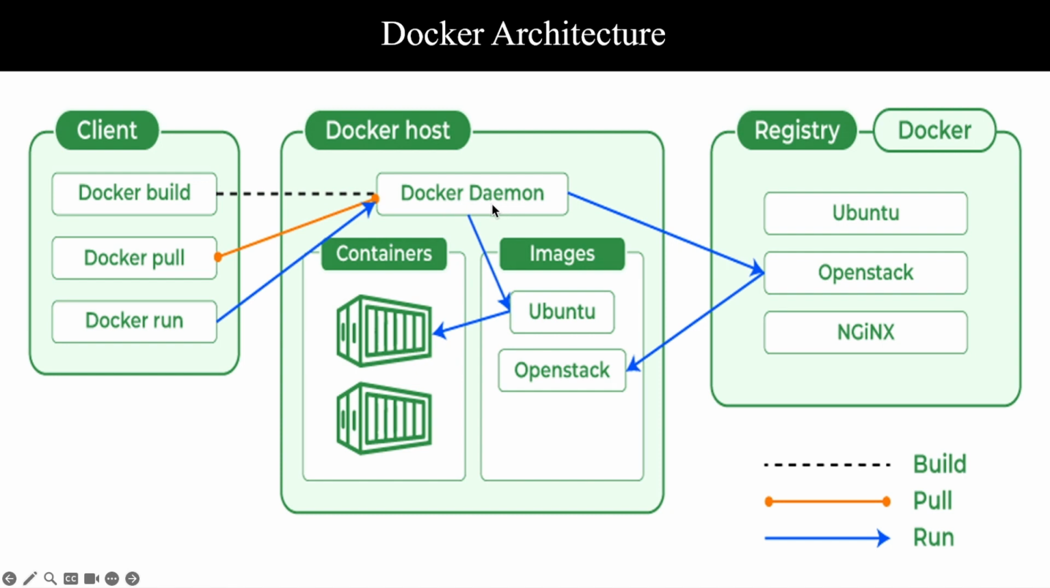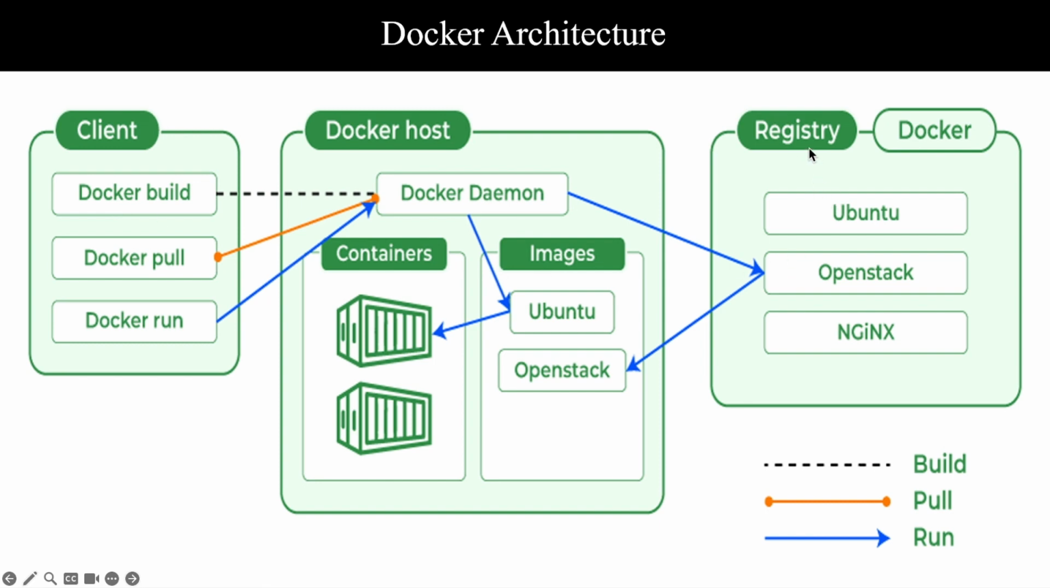To interact with the Docker daemon, you need a Docker client. The Docker client is called Docker, and you can issue commands like docker build, which will build a Docker image. If you want to run a Docker container, then you need to specify a command like docker run. So to interact with the Docker daemon, you need a client, which is called Docker.